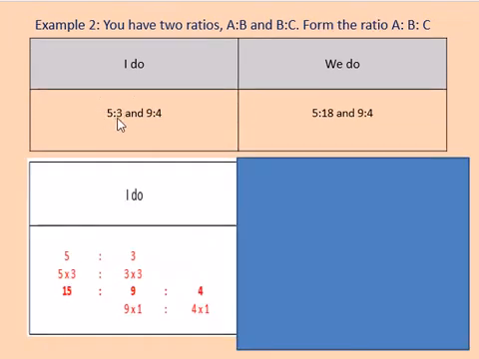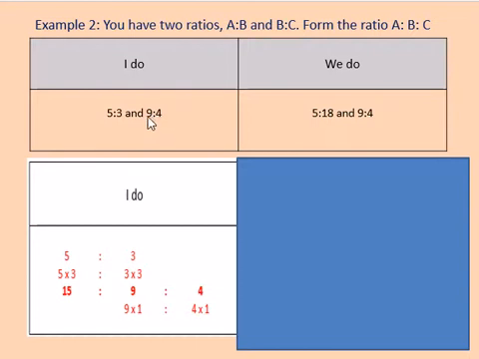Okay, so this time we've got 5 to 3 and 9 to 4. Remembering that the 3 in this first ratio represents B, and the 9 in this second ratio represents B. So we need to get 3 and 9 both to a common multiple, so then we can compare A and C. And again, we could multiply this first one by 9, all of this by 9, and then multiply all of this by 3.